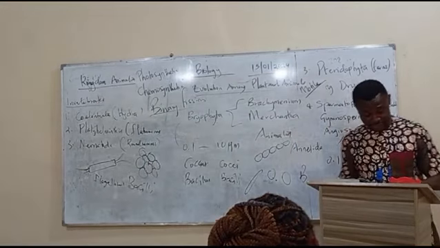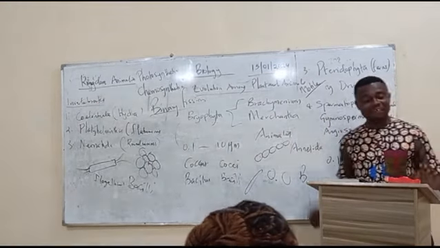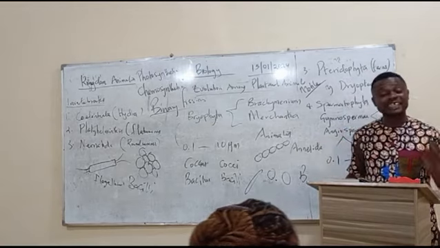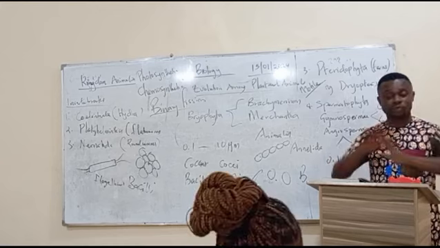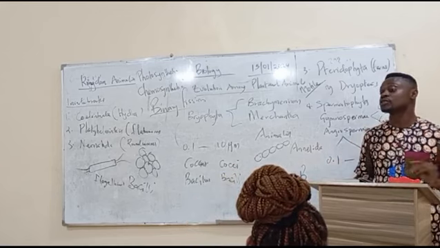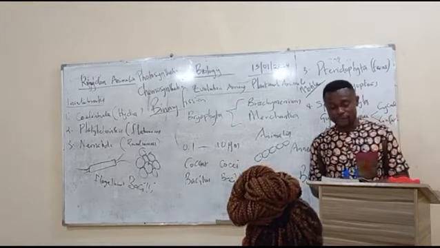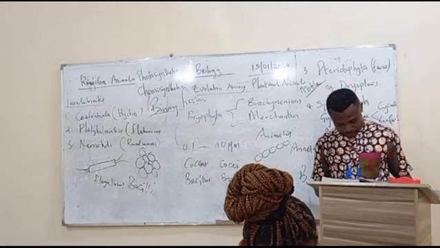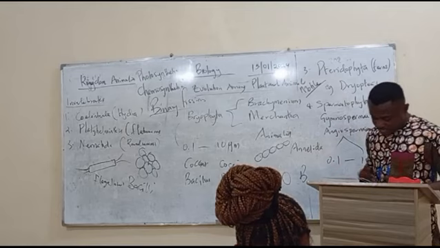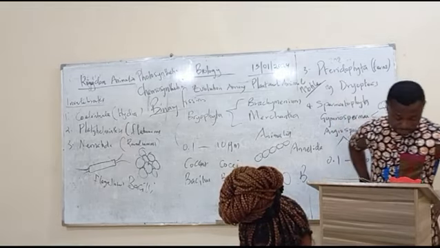Next, remember we are talking about kingdom Monera, right? We've read so much on bacteria. Let's look at the blue-green what? Algae. So where are they found? Where are the blue-green algae found?